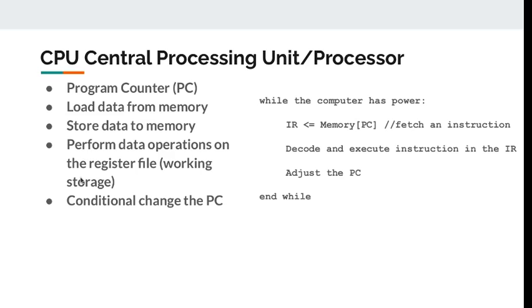Sorry, but of course that CPU has to perform operations as well, change the data that you have. And we can have additional conditional change to the program counter, so we can have loops, we can have subroutines. So basically what the CPU does is, while the computer has power, you have the instruction register here, that's a piece of memory inside the CPU.